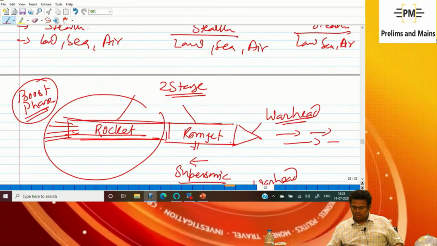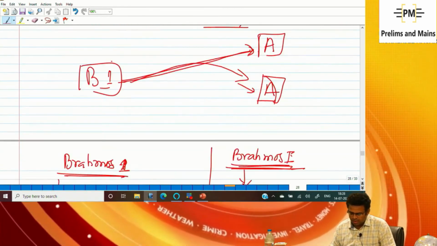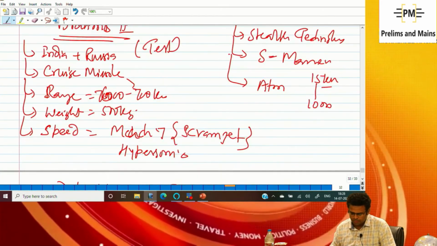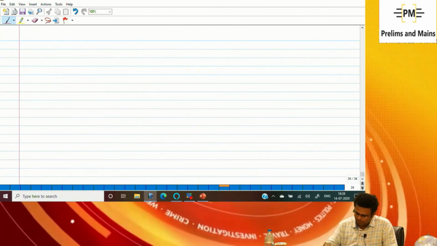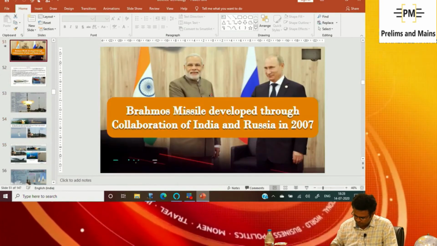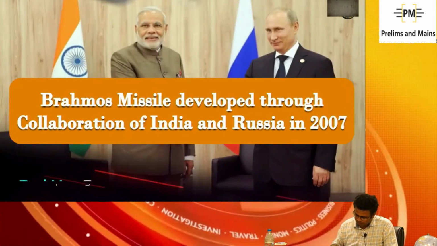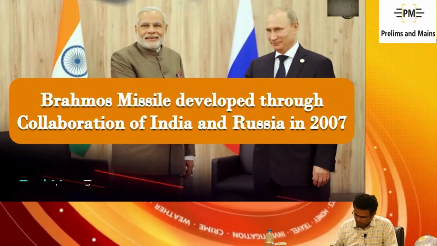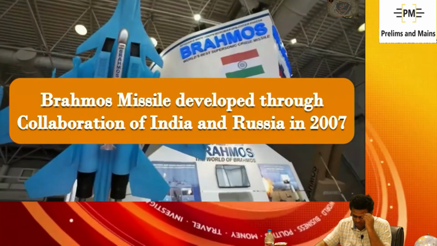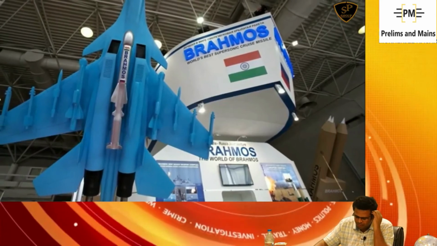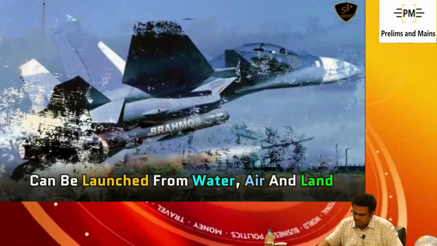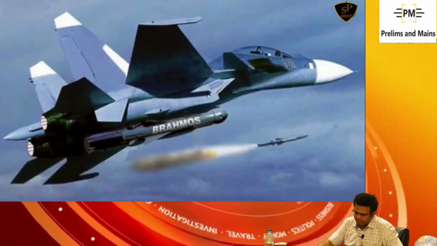So these are the things we have been able to see about BrahMos. It has been formed with the help of, and this BrahMos can be carried by the aircraft, by the ship, by the army. It is in the water, air and land.